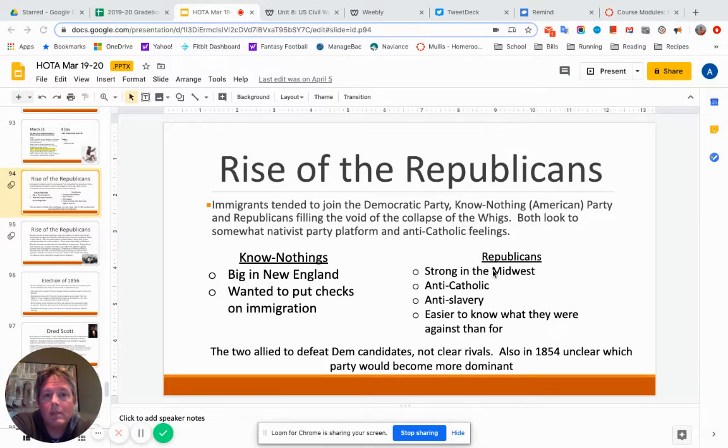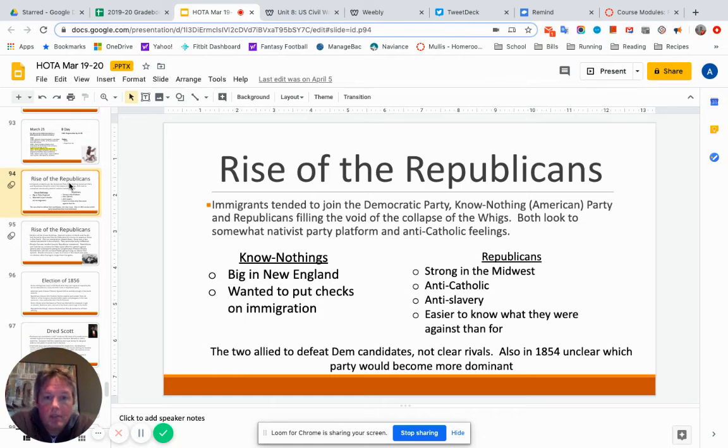We finished with John Brown last class before break, and looking at where we were, 1855, 1856. So now we're going to look at the beginning of some new political parties and another huge decision that really sparked and led to the Civil War. We have the rise of the Republicans.